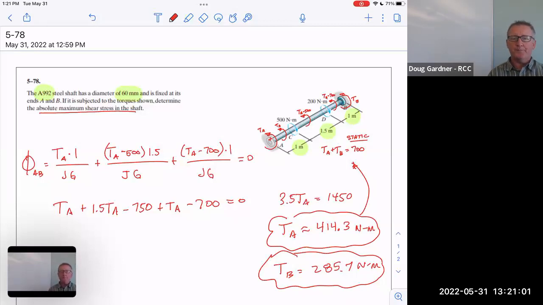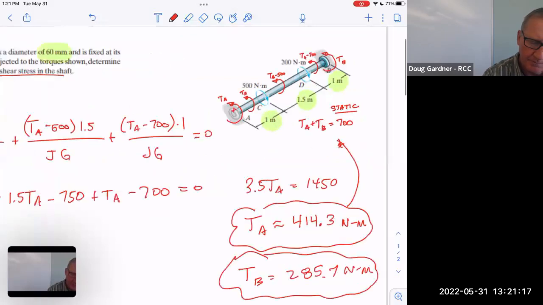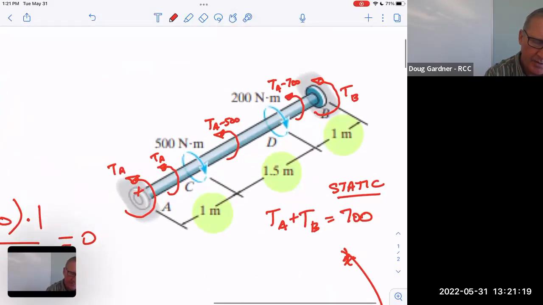Now, what do I use for my torque then? I have 500, I have 200, I have 414, and I have 285, right? But let's stare at this for just a second. A minute ago, I labeled all of these, did I not? Although the 500 is sitting there, this is T of A, this is T of A minus 500, this is T of A minus 700. Isn't that the three torques?